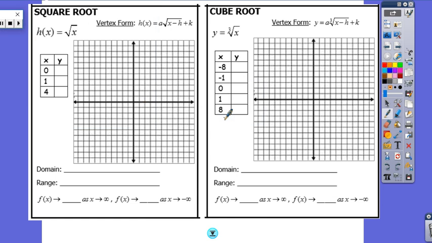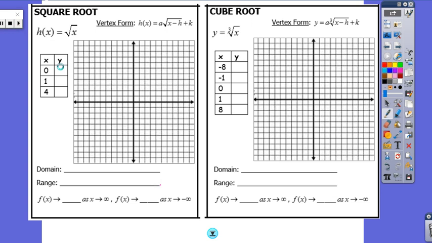Alright, we're going to look at two new parent functions today, the square root and the cube root functions. So first we're going to look at the square root function. H of x equals the square root of x. We're going to pick x's that are perfect square roots.